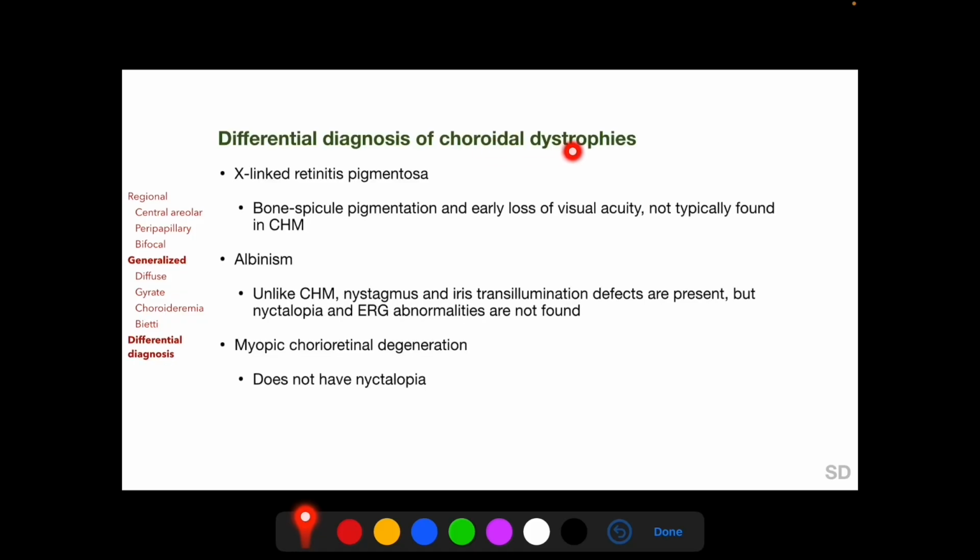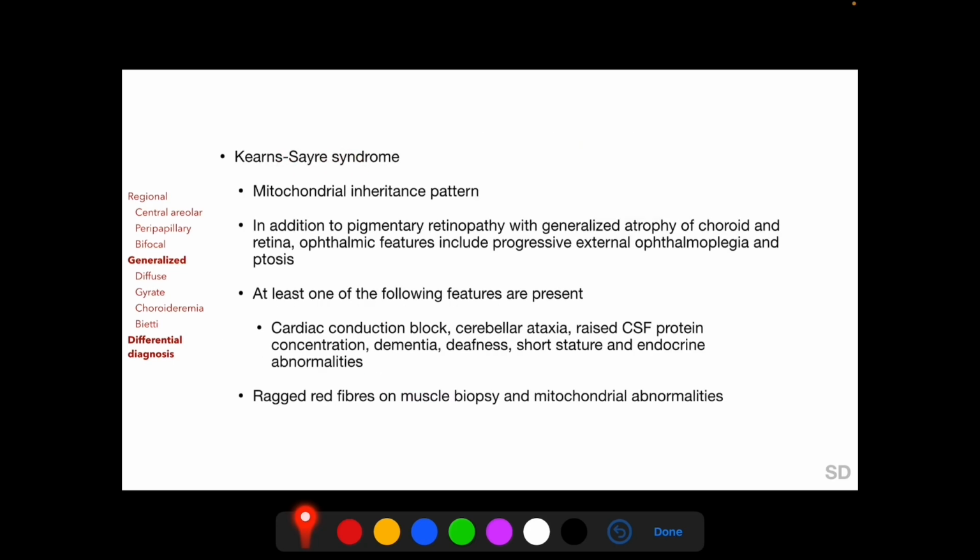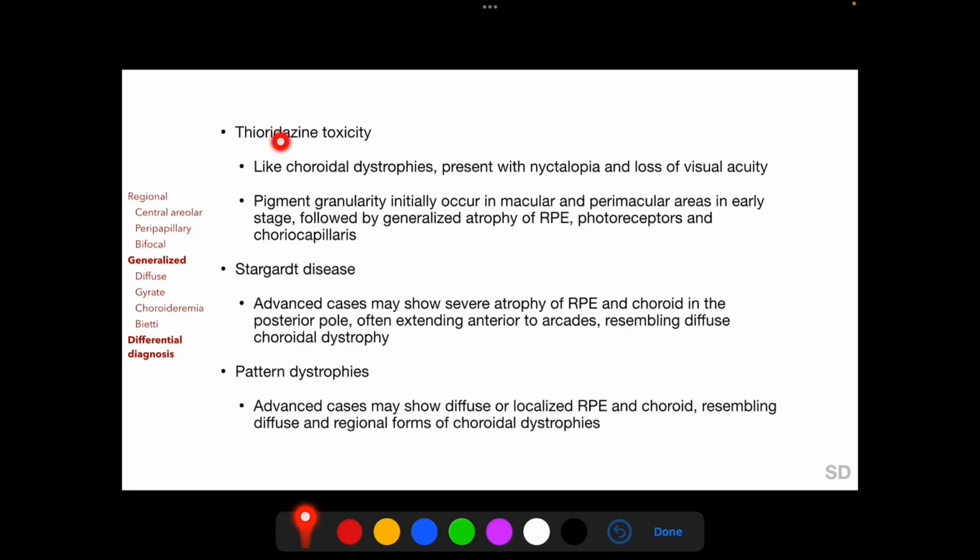Differential diagnosis of choroidal dystrophies include X-linked retinitis pigmentosa, in which bone spicule pigmentation are characteristically found along with early loss of visual acuity, albinism, in which nystagmus and iris transillumination defects are present but nyctalopia and ERG abnormalities are not found, myopic chorioretinal degeneration, which does not have nyctalopia at least early in life, Kearns-Sayre syndrome, which has a mitochondrial inheritance pattern in which, in addition to pigmented retinopathy and generalized atrophy of choroid and retina, ophthalmic features include progressive external ophthalmoplegia and ptosis, along with systemic features, thioridazine toxicity, Stargardt's disease, and pattern dystrophies.